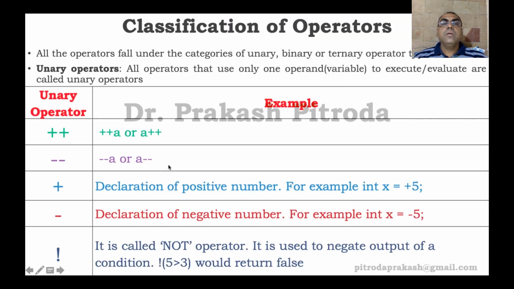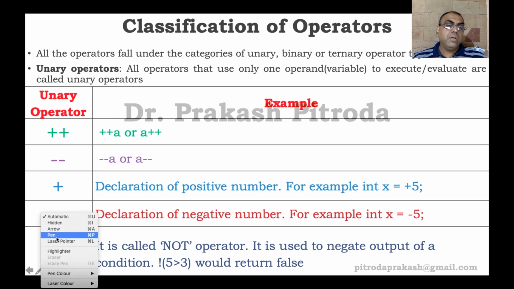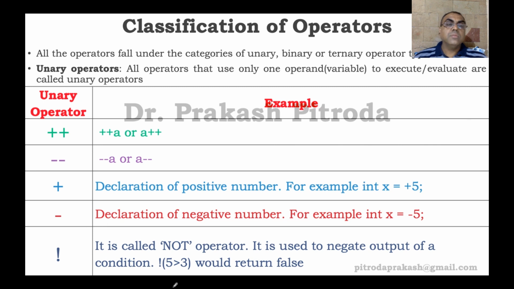Now all these operators that you've learned, so many operators, are classified into a few categories. There are 3 categories of operators. They are called 3 types of operators: unary operator, binary operator, and ternary operator. We will be learning the meaning and you will need an example. So we start with the first one, unary.